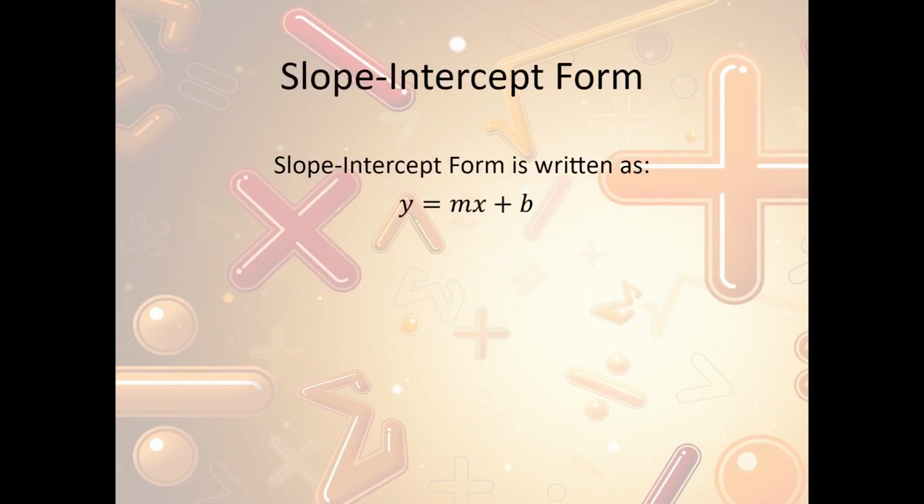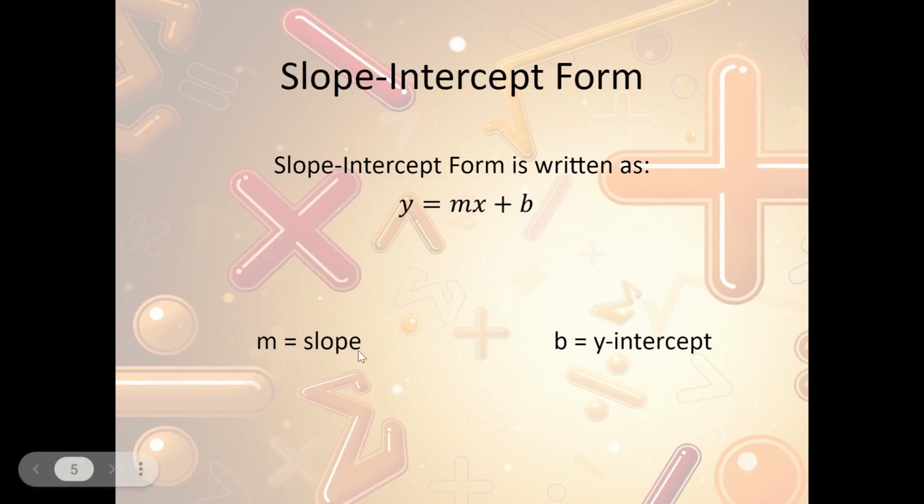Slope-intercept form. Slope-intercept form is written as y equals mx plus b. And what does that mean? m is the slope, and b is the y-intercept. y and x are my variables that stay variables so that I can plug numbers in and see what they come out to be. So m is the slope and b is the y-intercept.